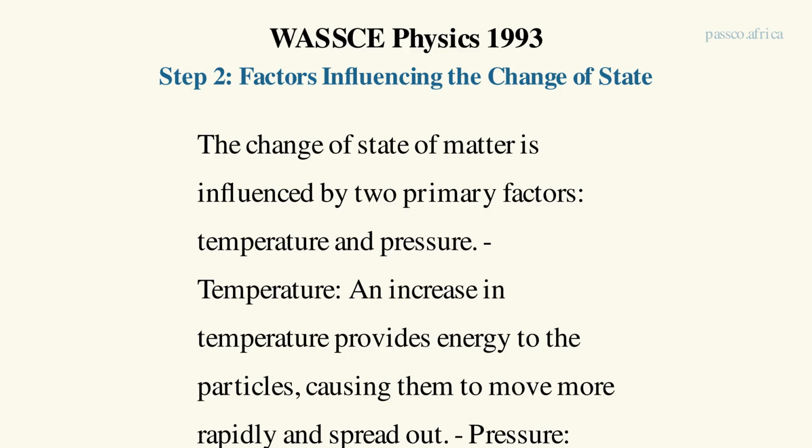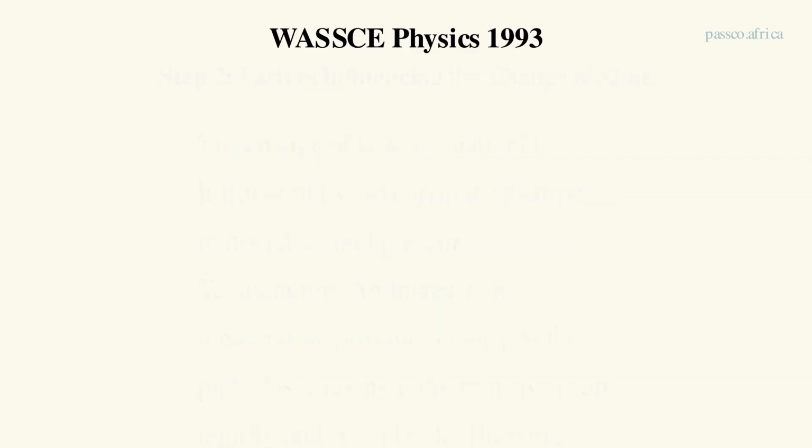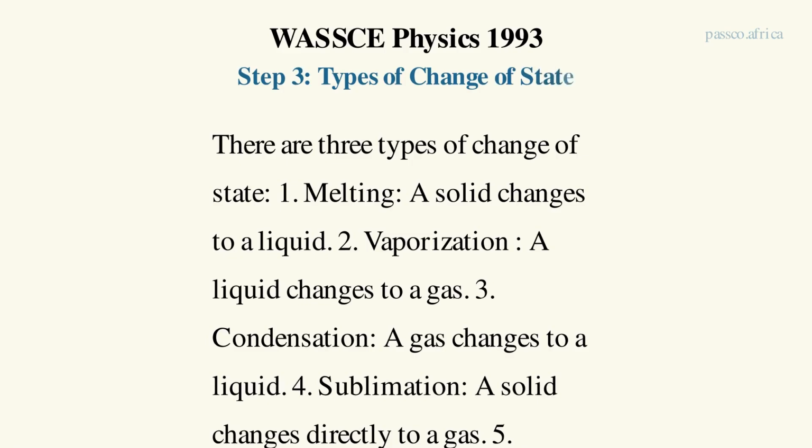Step 3. Types of change of state. There are five types of change of state. 1. Melting: a solid changes to a liquid. 2. Vaporization: a liquid changes to a gas. 3. Condensation: a gas changes to a liquid. 4. Sublimation: a solid changes directly to a gas. 5. Deposition: a gas changes directly to a solid.